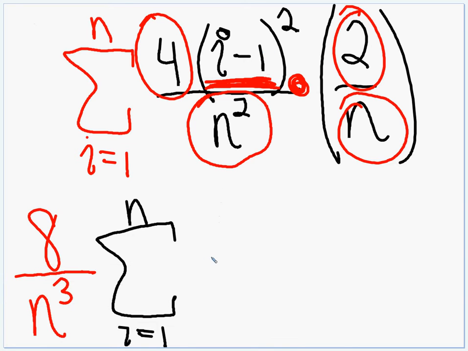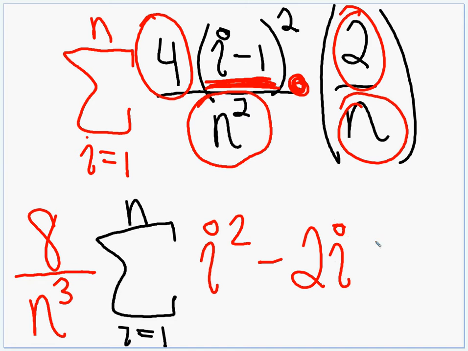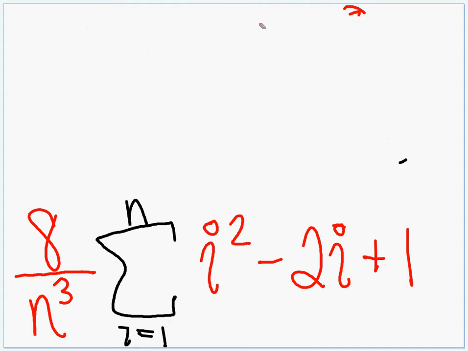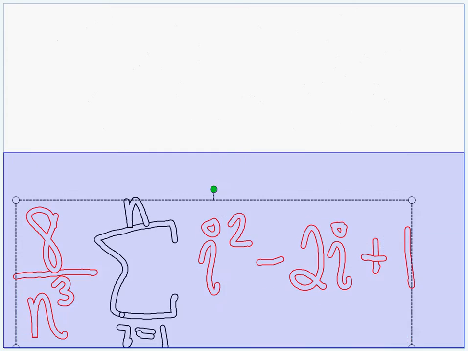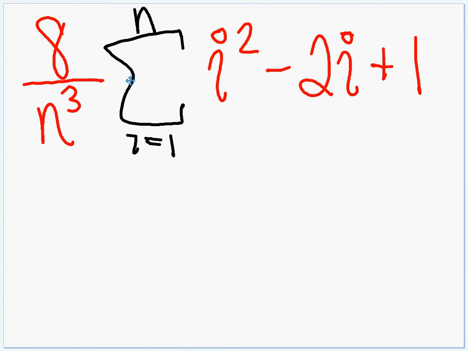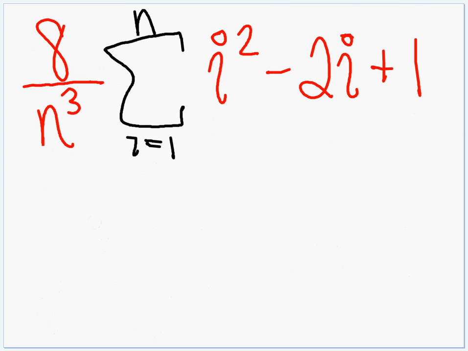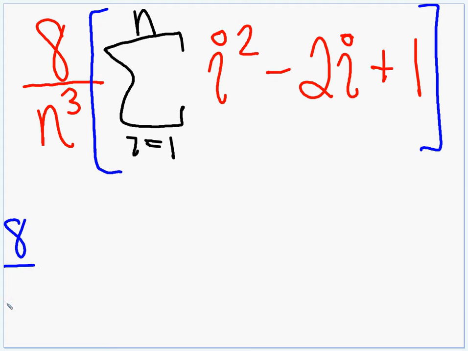Let's FOIL that out. i squared minus 2i plus 1. Okay. Now, I'm going to introduce a blue set of brackets because that 8 over n cubed is applied to this whole thing. So what I like to do is save this 8 over n cubed to the end. 8 over n cubed.